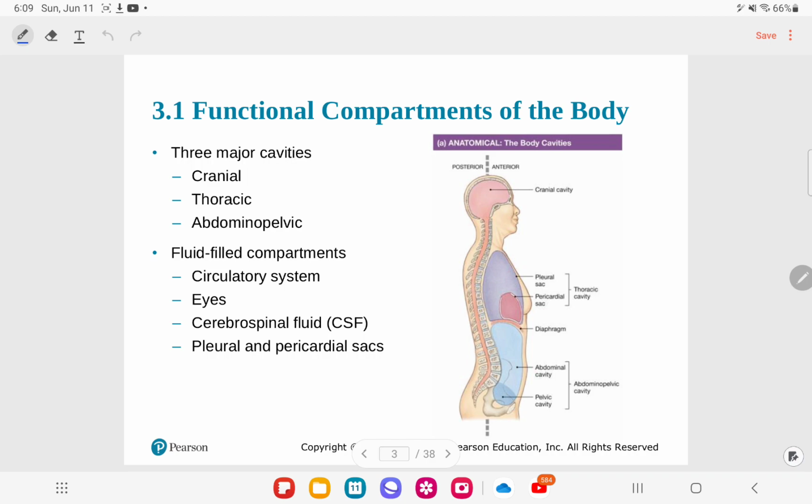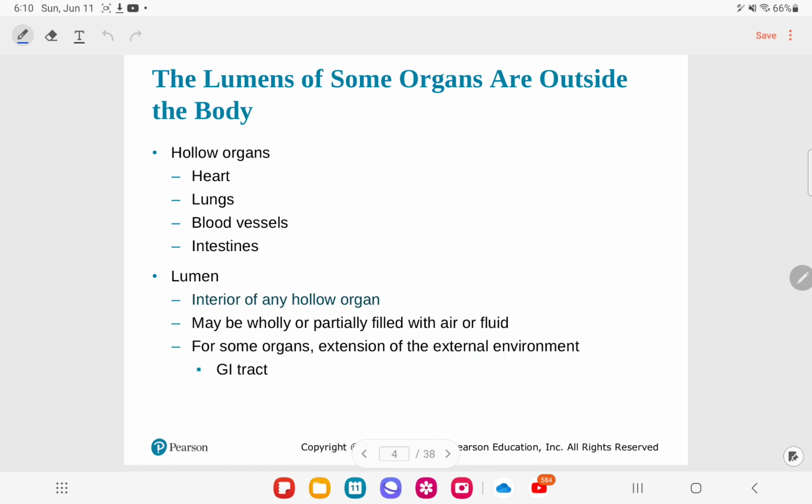So the functional compartments of the body: we have 3 major cavities, the cranial cavity, the thoracic, and the abdominopelvic cavity. And then the fluid-filled compartments: we're going to have the circulatory system, the eyes, cerebrospinal fluid, and the pleural or the pericardial sacs. These are going to be fluid-filled compartments within the body. The lumens of some organs are going to be outside the body, for example the GI tract. Our hollow organs are going to be the heart, the lungs, blood vessels, and intestines.